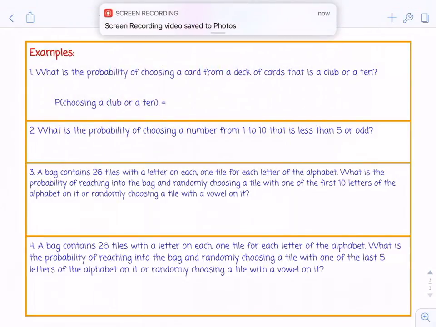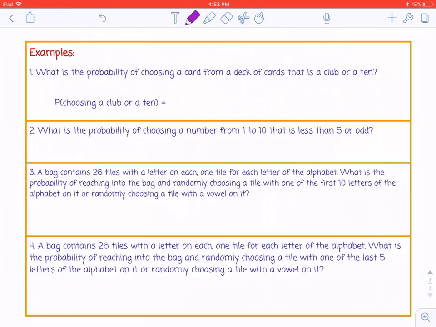What is the probability of choosing a card from a deck of cards that is a club or a 10? So think of a club or a 10. Can those two things occur at the same time? Yes. So they are not mutually exclusive. And when they are not mutually exclusive, we're going to need to subtract the overlap of the two things.